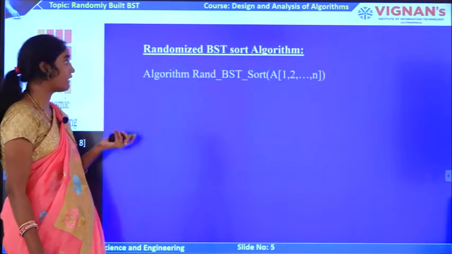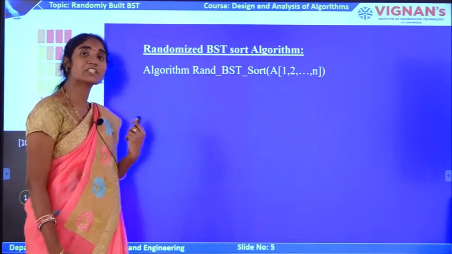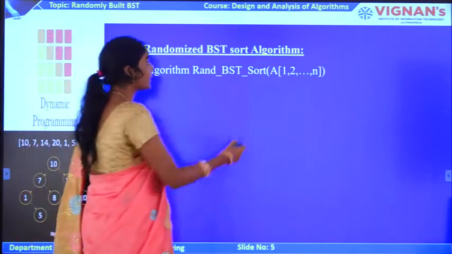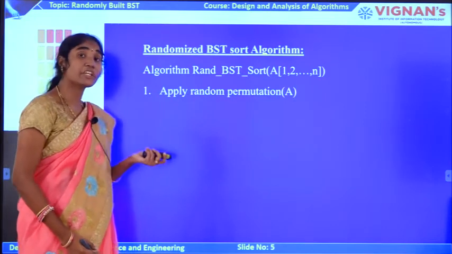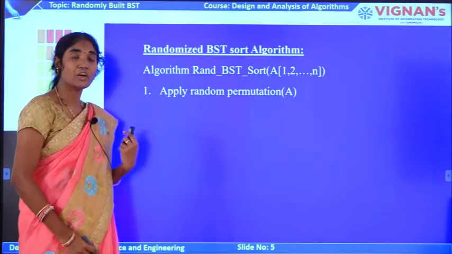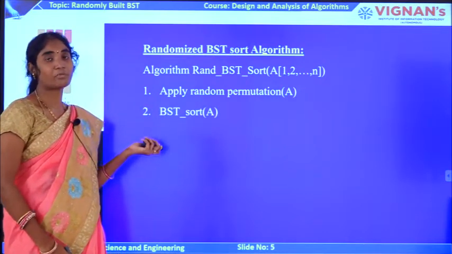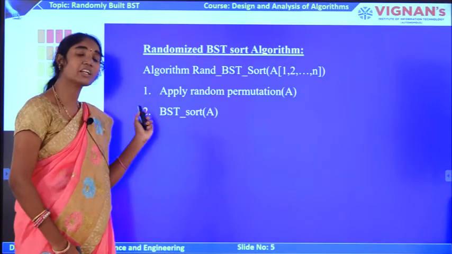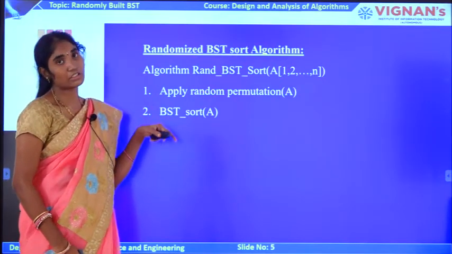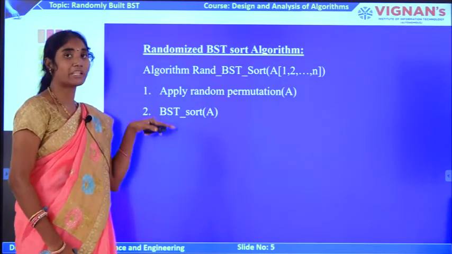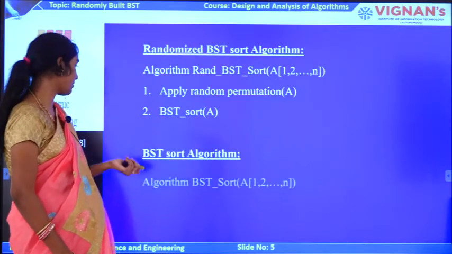Now, what is the algorithm behind this randomized binary search tree? It takes the elements from 1 to n, that is, the array A of 1 to n. Initially we apply the random permutation on A, and next we apply BST sort, which is nothing but applying sorting on the resultant binary search tree. After making the random permutation, we construct the BST, and on that BST I find the in-order traversal. So what is the BST sort algorithm?